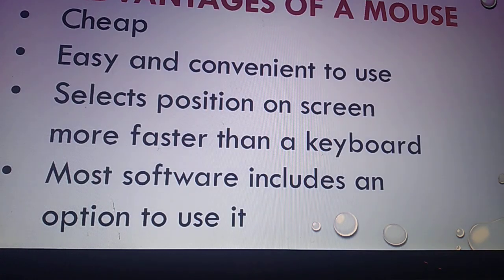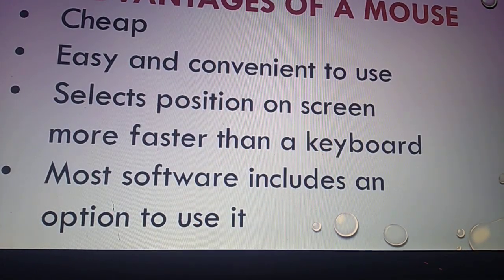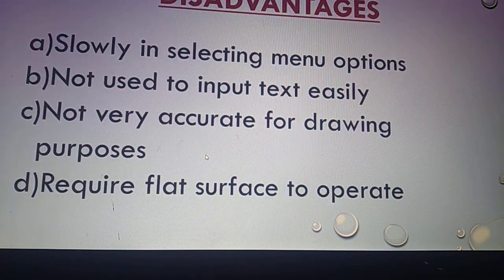What are the advantages of a mouse? One, it is cheap. It is easy and convenient to use. Most software usually includes an option to use it. It selects a position on the screen faster than a keyboard. The disadvantages: it is slow in selecting menu options. It basically requires a flat surface to operate. It is not very accurate when you use the mouse for drawing, and it is not easily used to input text.